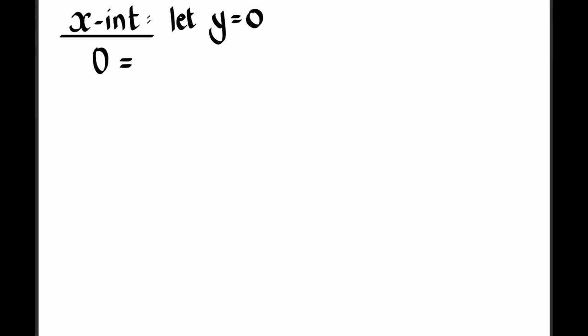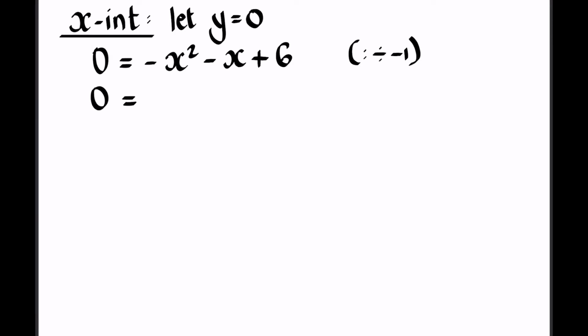So for our x-intercept, we know that y has to equal 0. So we're going to let y equal 0. For f of x, they gave us the equation of minus x squared minus x plus 6. So I'm going to replace the y with a 0, which is equal to minus x squared minus x plus 6. To solve this, I'm going to make the x squared positive, so I'm going to divide everything by -1. 0 divided by -1 is 0, is equal to negative x squared divided by -1 is x squared, minus x divided by -1 is positive x, and positive 6 divided by -1 is -6.